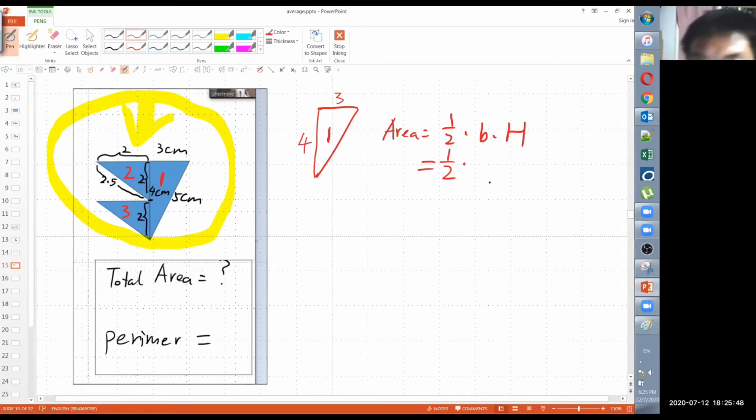So with this, the base is 3, the height is 4. So the answer is half times 12. That will give me 6 cm square because it's area. So I find the area for this one already. Now, I need to do it for the triangle 2. Okay, for this triangle 2, what is the base? What is the height?